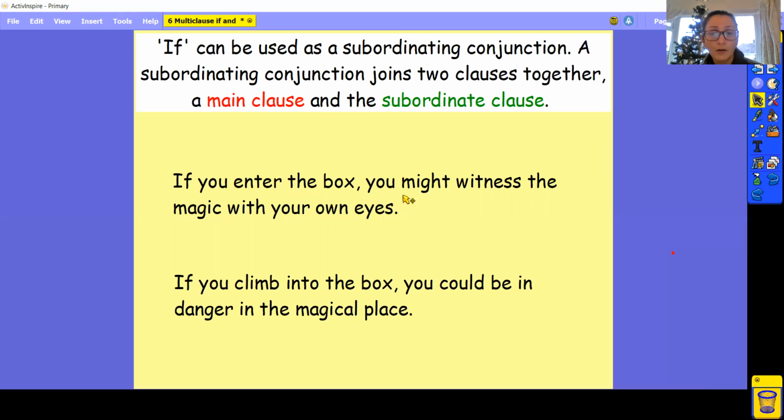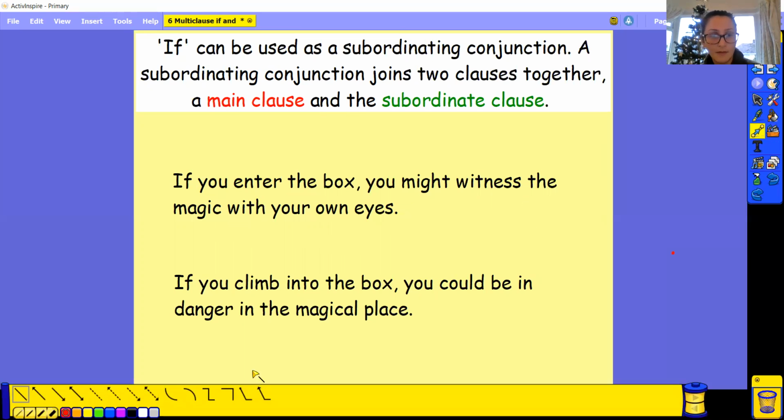So here we have the sentence: If you enter the box, you might witness the magic with your own eyes. So which is the main clause of that sentence? If you enter the box, you might witness the magic with your own eyes. Well done if you said the main clause was you might witness the magic with your own eyes. Witness, basically, you see it with your own eyes, okay?